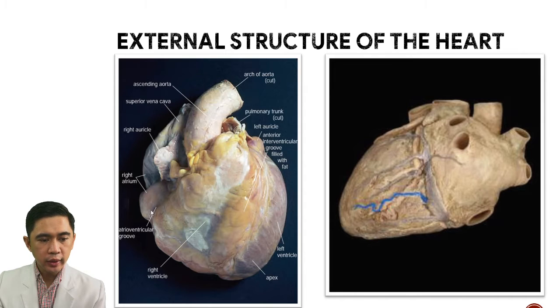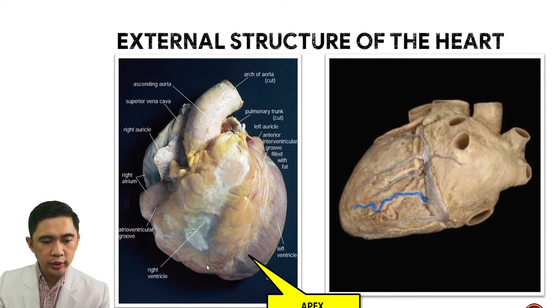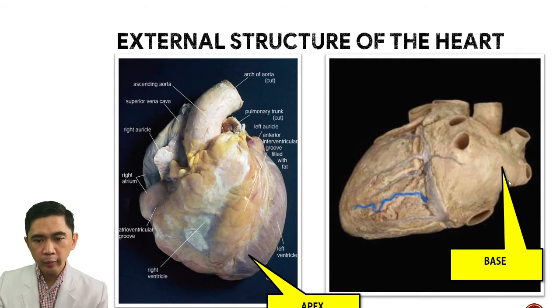Here we see the right atrium and the right ventricle. Here we see the left atrium and the left ventricle. We also have the terms such as apex, which is the tapered end of the heart situated inferiorly. And we also have the base, which is superiorly and more at the back.